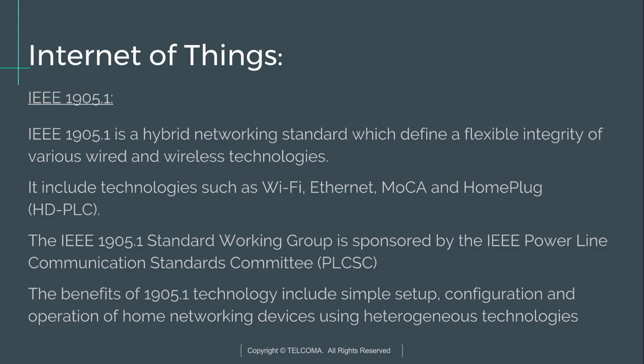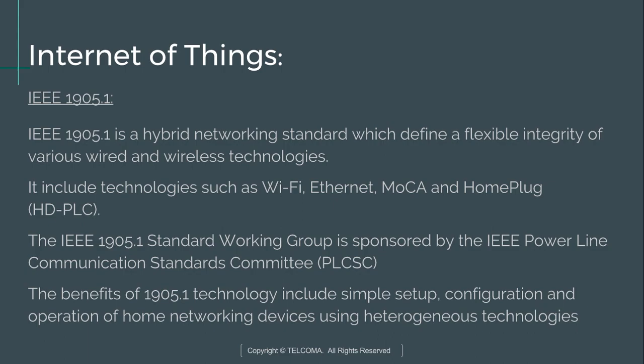standard. The IEEE 1905.1 standard working group is sponsored by the IEEE Powerline Communication Standards Committee, PLCSC, and the benefits of these technologies include simple setup, configuration and operation of home networking devices using heterogeneous technology. It means that by using different technologies we make a simple setup, configurable and simple operation of these networking devices with each other. We have discussed Wi-Fi and Ethernet earlier.